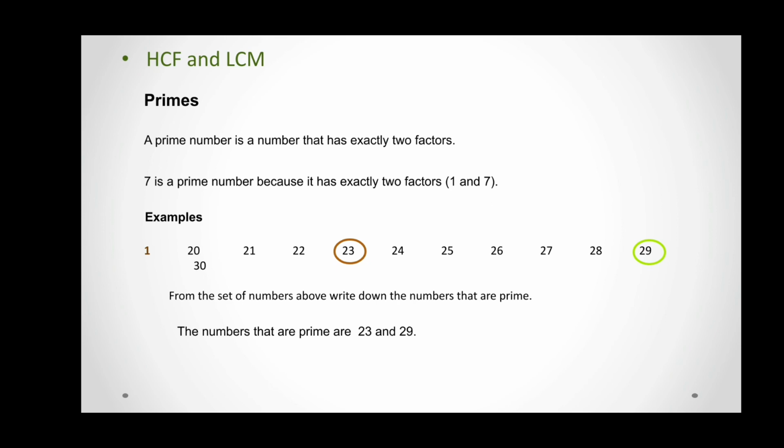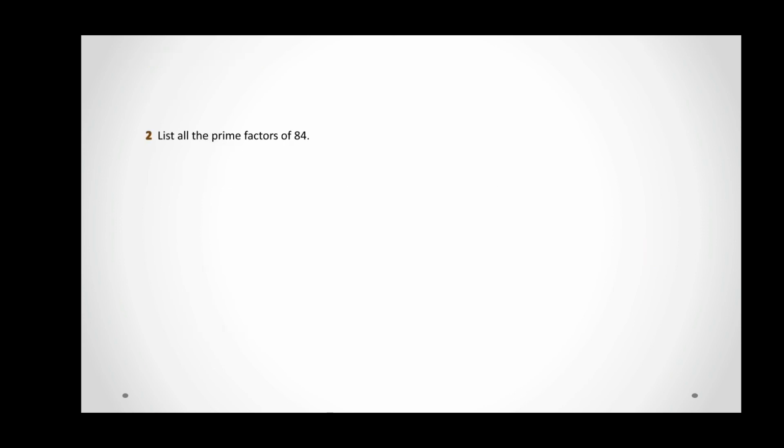Prime numbers mean it can be divided only by that number, right? 23 is divisible by only 23, 29 is also divisible by only 29. There are no other factors, right?